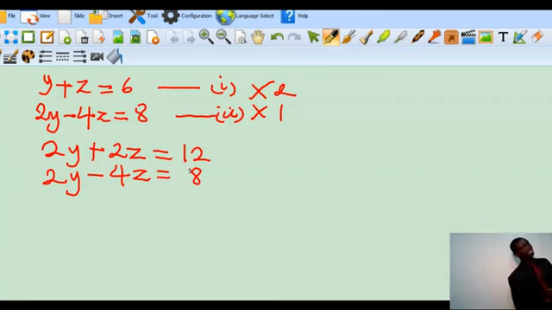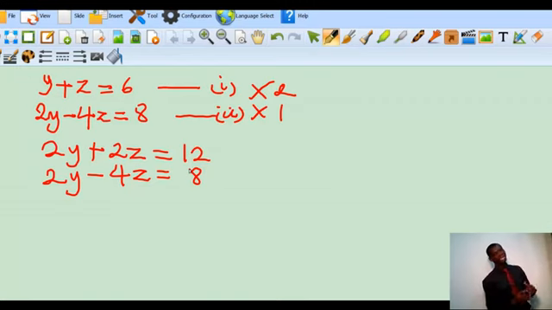It is not compulsory that you use these two values, 2 and 1. You can think of other values, but the main thing is for us to make sure we eliminate one of the unknowns in order to get the second. Remember, we said simultaneous equation is when we have two things happening at the same time.